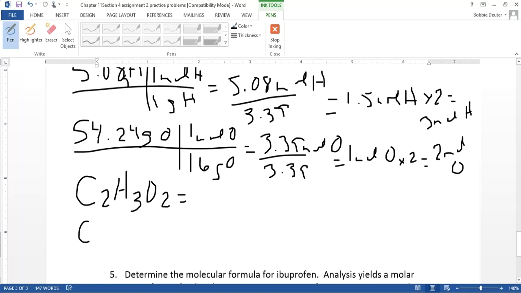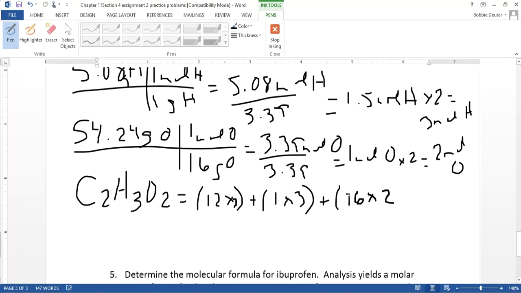So let's find the molar mass of this compound. So we're going to take carbon is 12. So we have 12 times 2 plus hydrogen's 1, so 3 times 1 plus we have 16 times 2. There should be a 2 here. And we're going to find the molar mass of the compound is going to be 59 grams per mole. And so that's the compound that we found.